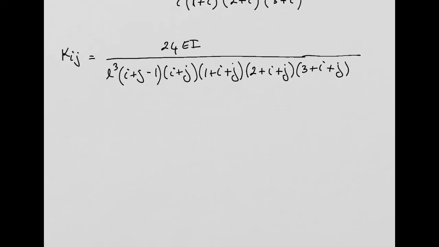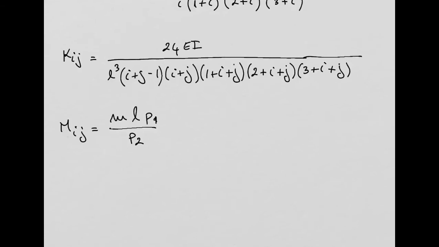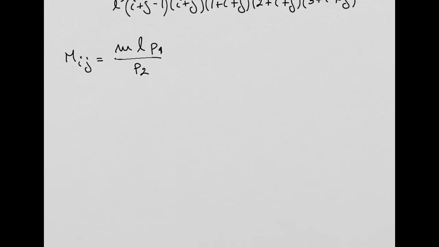All right? And for the mass matrix, you will get something like this: the mass of the beam times the length times two constants, P1 and P2. These P1 and P2 are long constants. Okay, I can try to put them here. So P1 is equal to this.